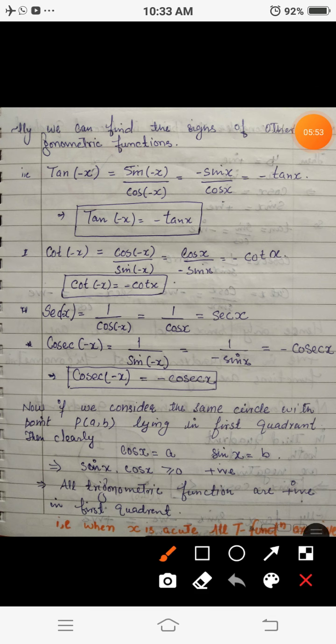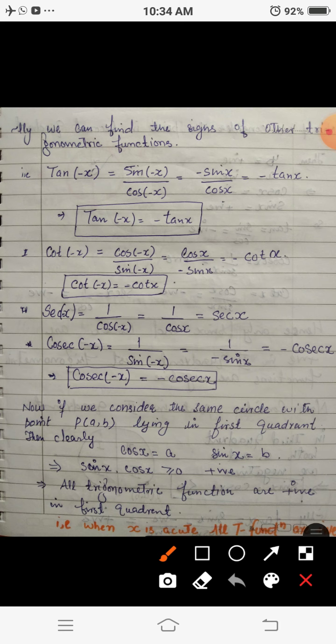This is always for any general point. But a and b both are positive in the first quadrant, and x is acute. So this means that sin x and cos x are positive, or non-negative. Non-negative means they will never be negative. They may be 0, or the value may be positive.